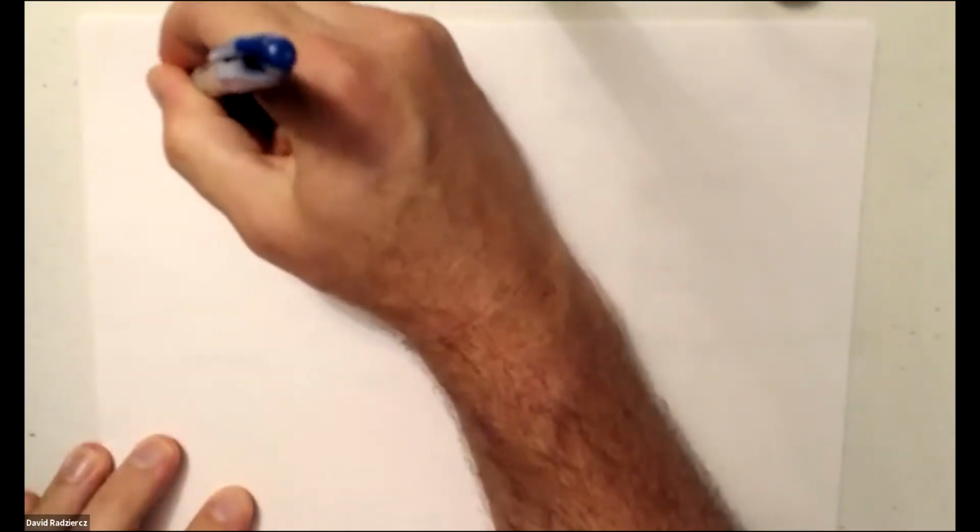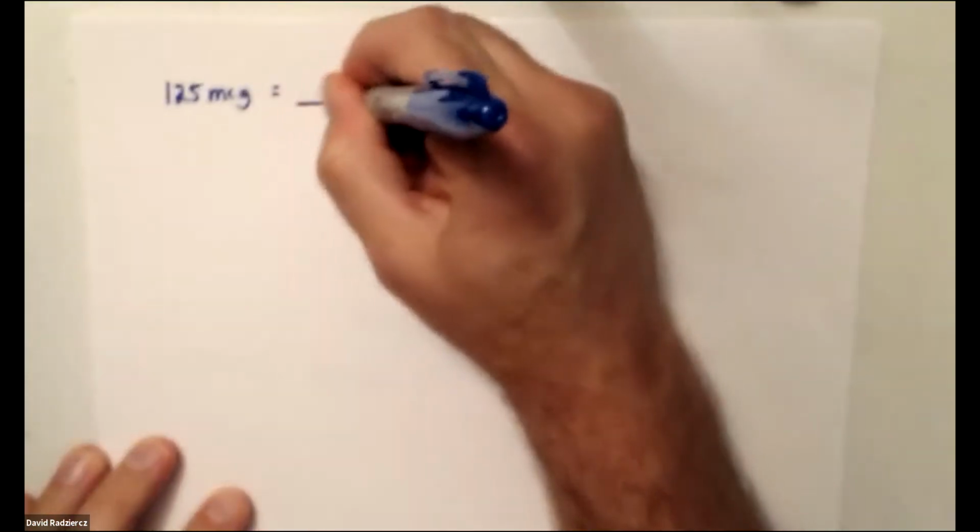So the first example is I'm going to take 125 micrograms and I'm going to convert that to milligrams. Now, there's a couple of ways to answer this question. I can just move the decimal point 3 places. Then again, you got to know which way that's going to go. Or I can pay attention and make sure I know whether to multiply or divide.